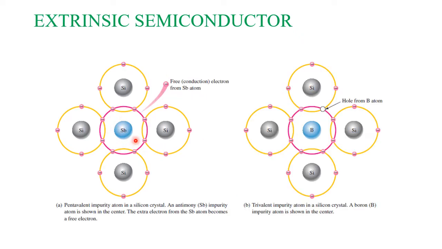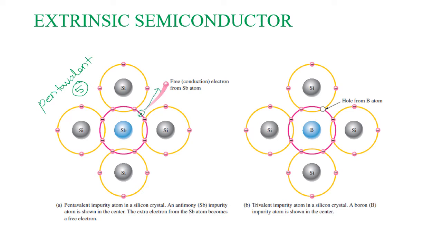But here you can see that there are 4 silicon atoms, 1, 2, 3, 4, and this atom is antimony. This atom is having an extra electron because it is pentavalent. Antimony is pentavalent. That means it is having 5 valence electrons. So that extra electron is a free electron.